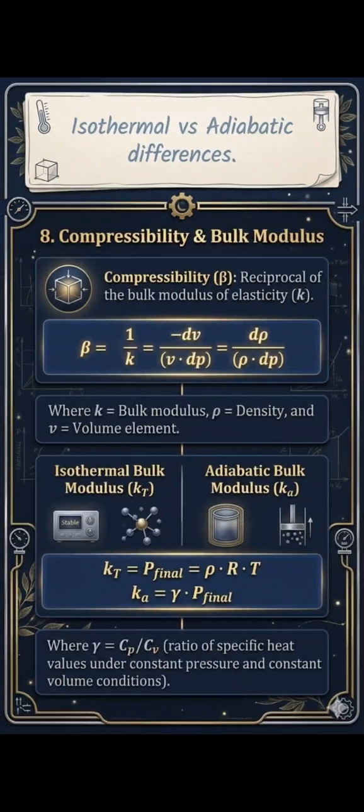Compressibility and bulk modulus. Compressibility beta is the reciprocal of the bulk modulus of elasticity: minus dV by V dP, or dou rho by rho dou P, where K is bulk modulus, rho density, and V volume. Isothermal bulk modulus KT, adiabatic bulk modulus Ka. Here KT is equal to P, which is rho RT, whereas Ka is gamma P, where gamma is Cp by Cv, the ratio of specific heats under constant pressure and constant volume conditions.